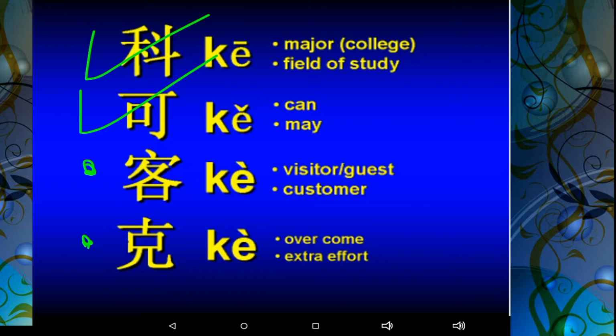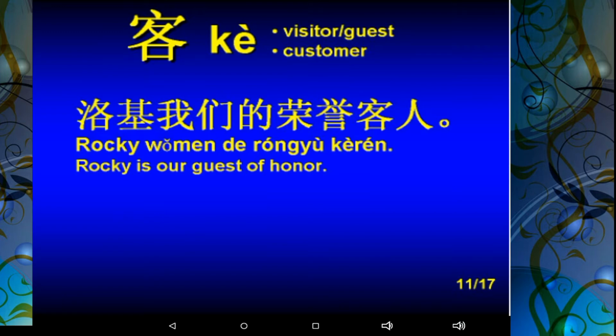The first character means a visitor or a guest. Now, I really couldn't come up with a sentence, so I just came up with somewhat of a hokey sentence. Even I have to admit, it says, Rocky is our guest of honor. Well, actually, I am a guest of honor, and I'm very grateful to the many people that invite me to different places. And frequently, I am truly a guest of honor, and I should be humbled by that, and I am. But anyway, enough of me. Let's get on with the lesson, because these lessons are for you, not for me.